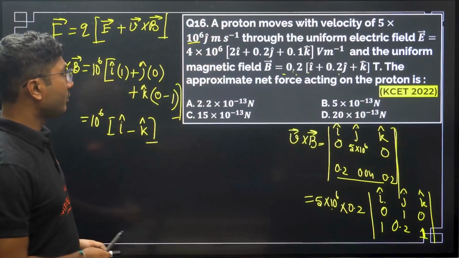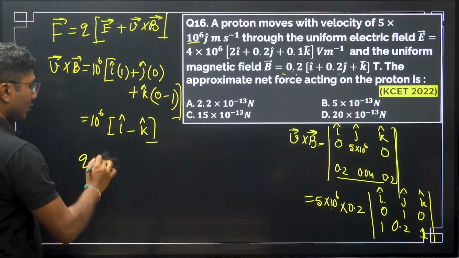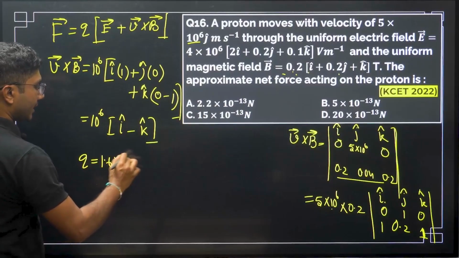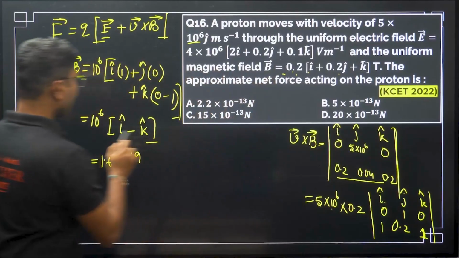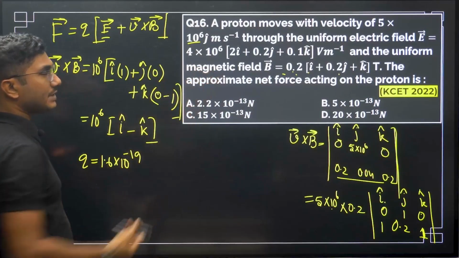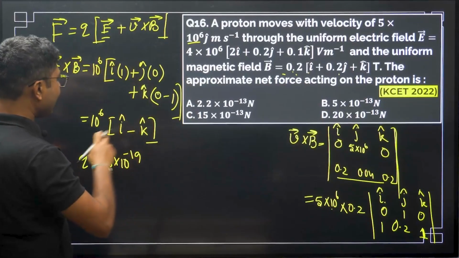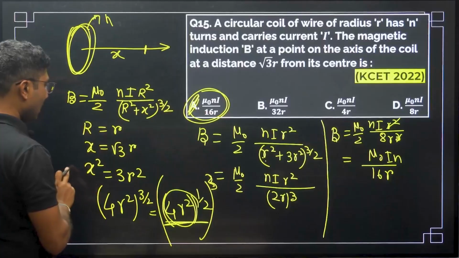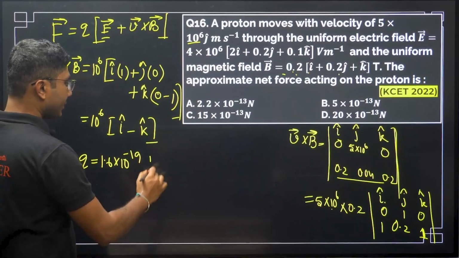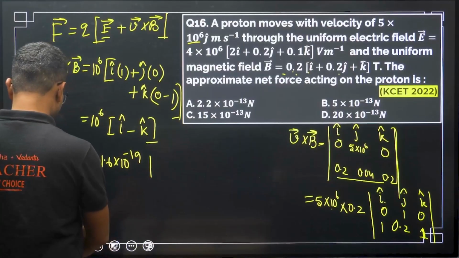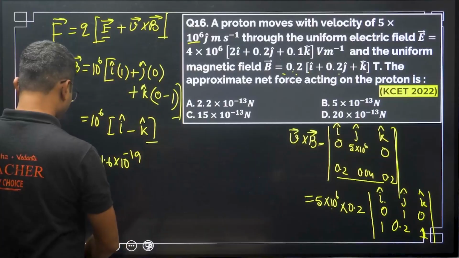So the charge of the proton is Q, and you have to put in the value. Q is 1.6 into 10 to the power of minus 19. Now the E value is given over here. You have to add them, they are vectors, so they will simply be added as vectors, right? Remember that here we have 10 to the power of 6, whereas here we have 4 into 10 to the power of 6. So you have to take 10 to the power of 6 as common, not 4 into 10 to the power of 6. The 4 will be multiplied with E.